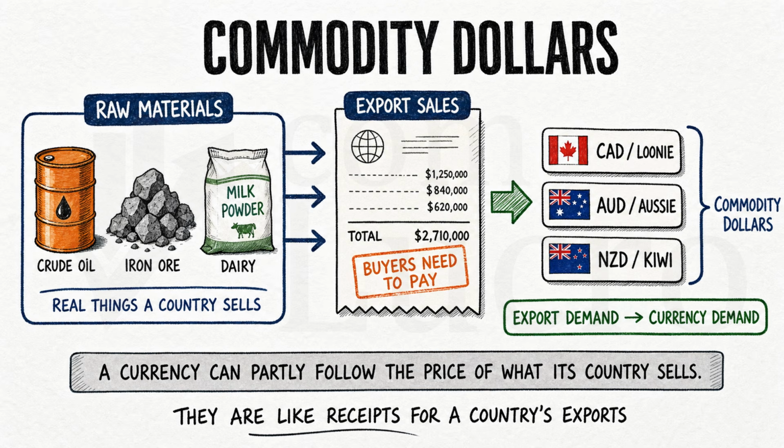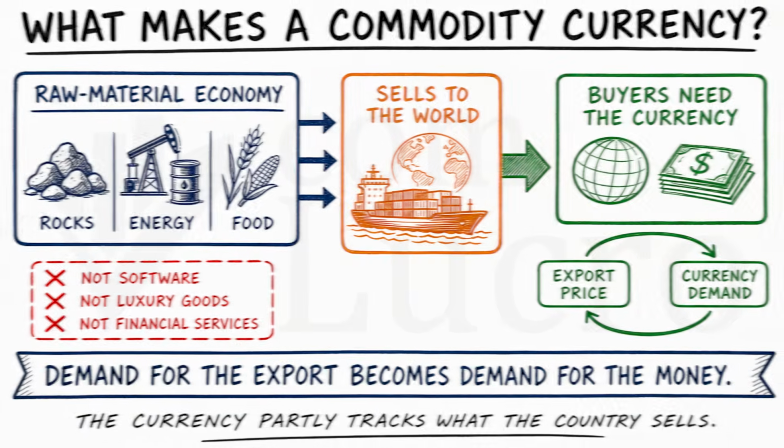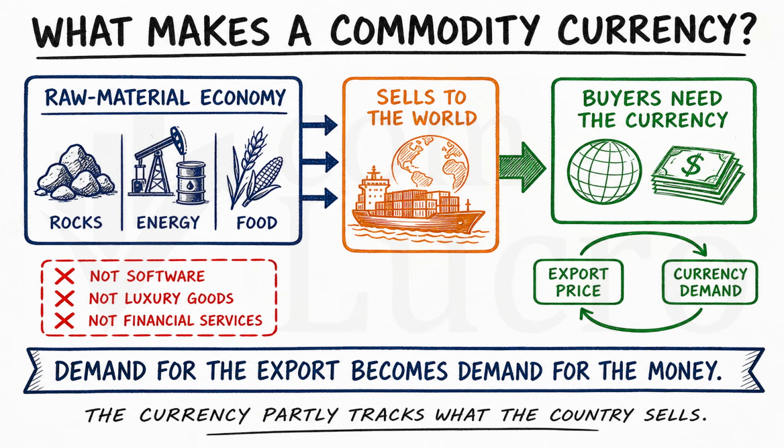These are the commodity dollars, and once you see what's behind them, they stop looking like currencies and start looking like receipts for what a country sells. They're the Canadian dollar, the Australian dollar, and the New Zealand dollar, the Loonie, the Aussie, and the Kiwi. By the end of this video, you'll know what actually makes a currency a commodity currency, what drives each of these three day to day, and why the Aussie and the Kiwi being near twins is a genuine danger to your account. There's also a reading trap waiting for you in here, because for the first time in this series, the dollar is going to sit on both sides of the price in the same lesson.